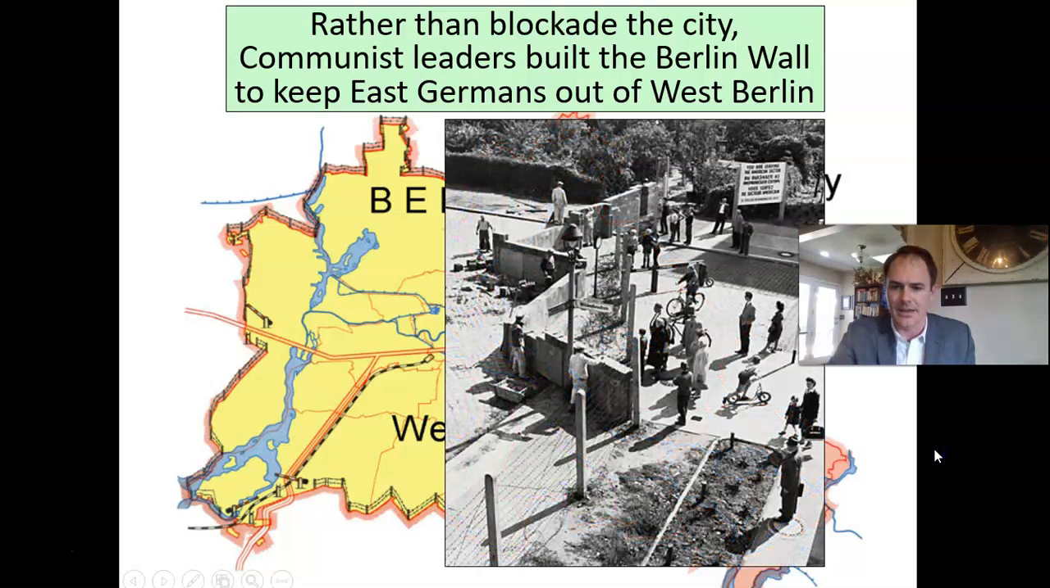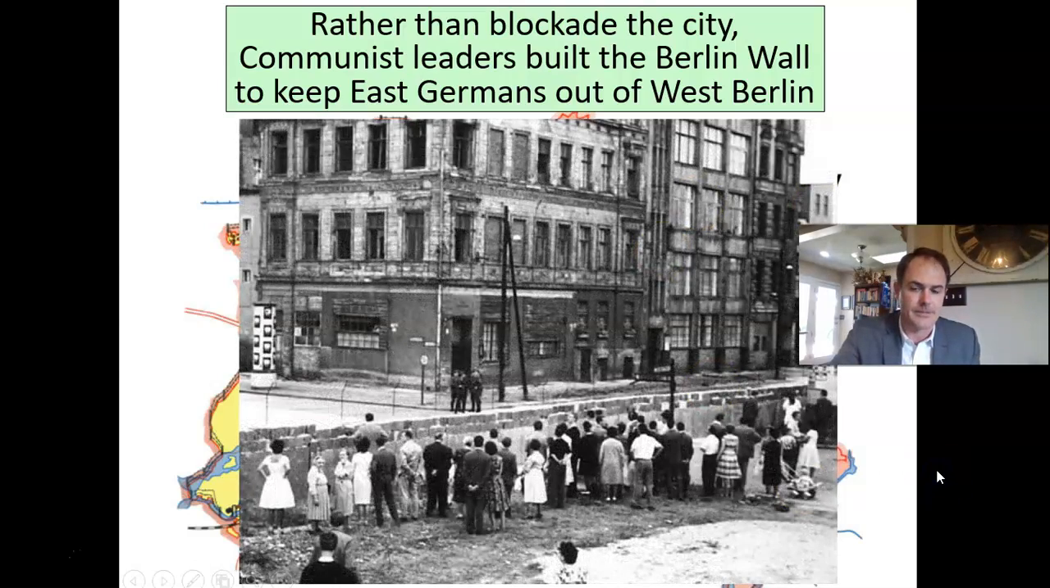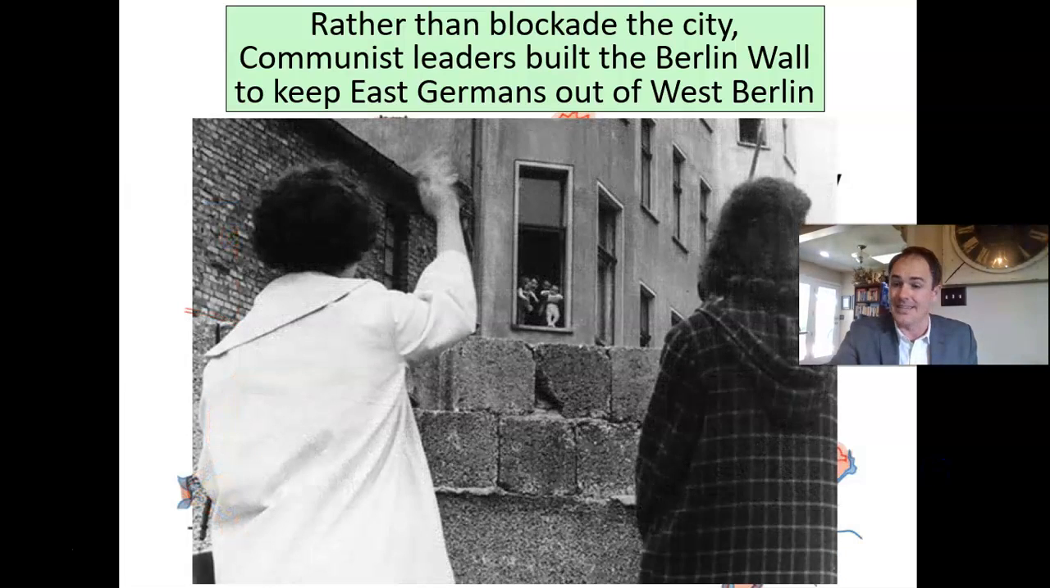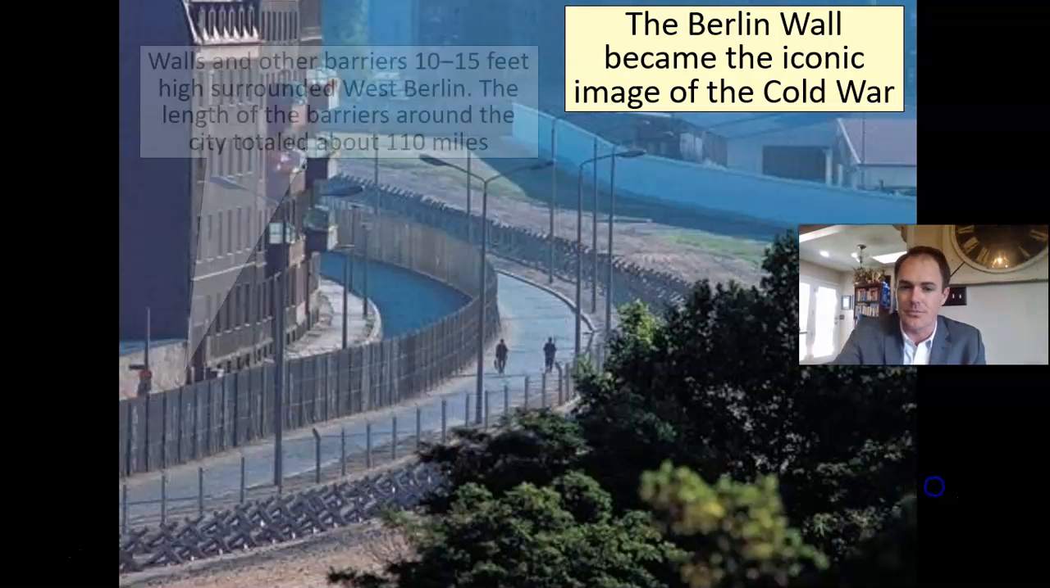So now let's take a look at the wall. Look, it went up so quickly, almost overnight. You see here the workers, right, separating East Berlin from West Berlin. And you see here the wall finished, and it divided families. It divided the city, and it was seen as the iconic image of the Cold War, this worldwide struggle and tension between the two powers.